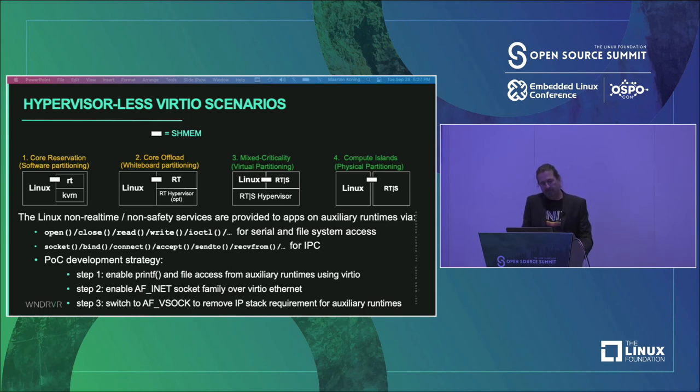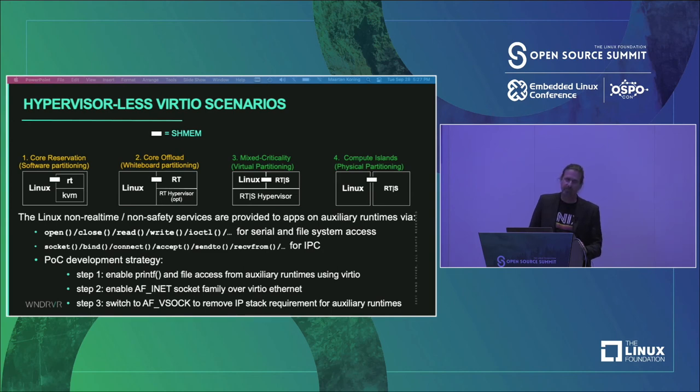So this might provide some clarity as to where the shared memory is in each of those four scenarios of core reservation, core offload, mixed criticality systems with virtual partitioning, and compute islands. Basically, the non-real-time, non-safety services are all provided on Linux with this kind of system architecture, and the real-time and safety services are provided on the auxiliary runtime, and they reach across to access file systems and to provide their serial, their console, and to do the IPC. So we started off with printf, then we added the AF_INET socket family with the virtio network, and then moved to AF_VSOC and removed the IP stack requirement.